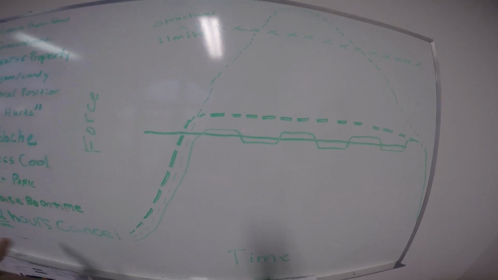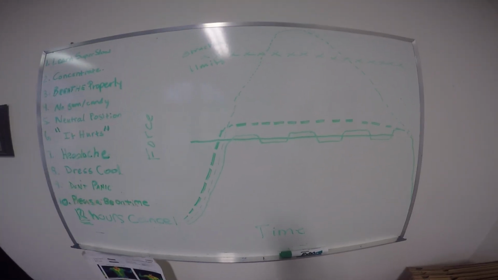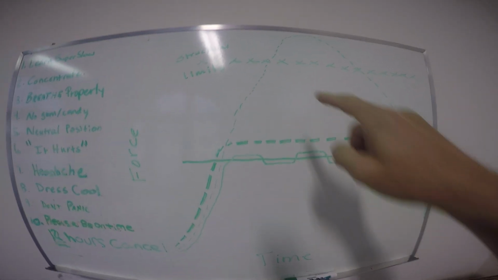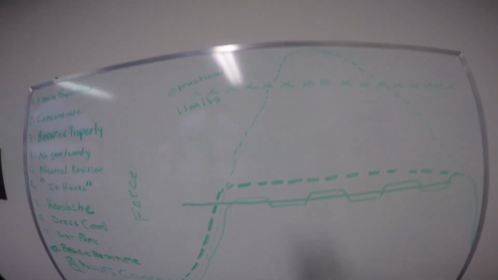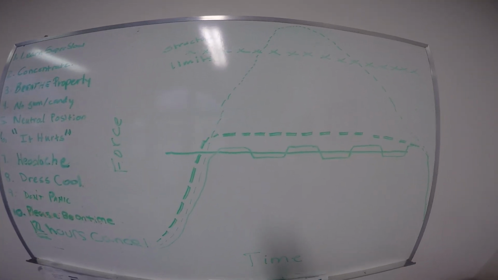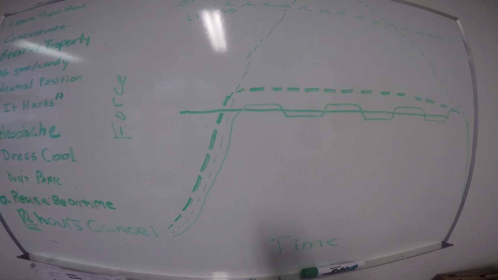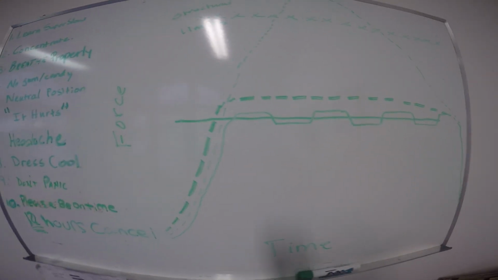on this axis is force, and across here is time. And up at the top, across here, we represent the amount of force to exceed the body's structural limits. And what we'll show here is how we do a typical slow cadence set.